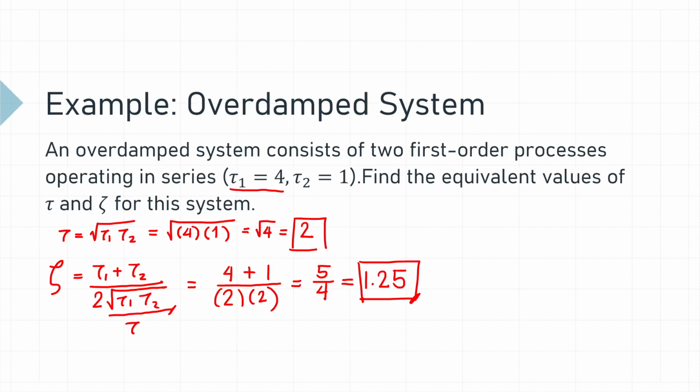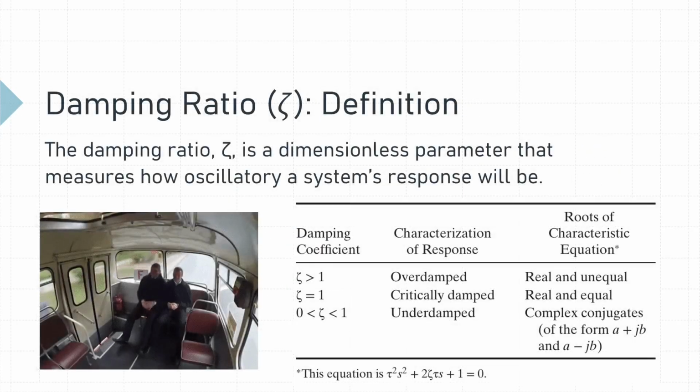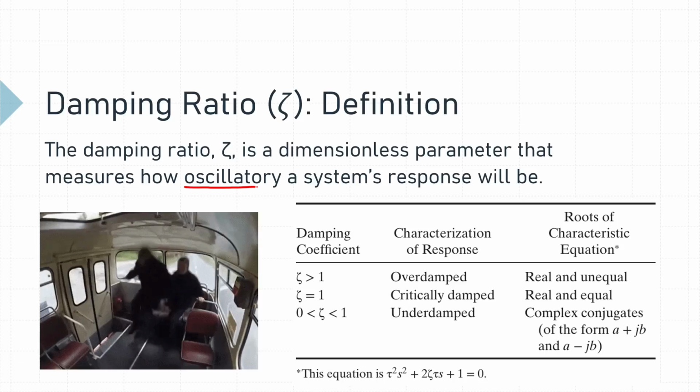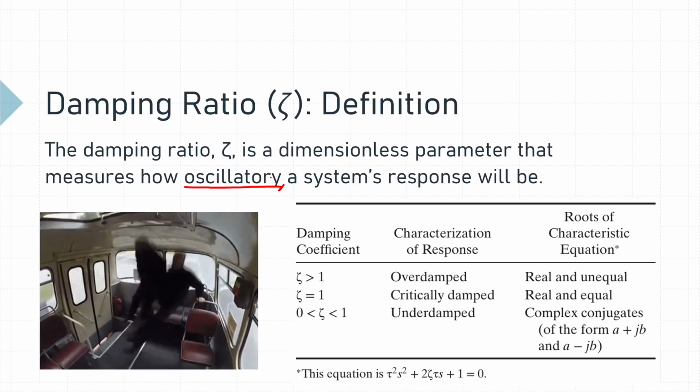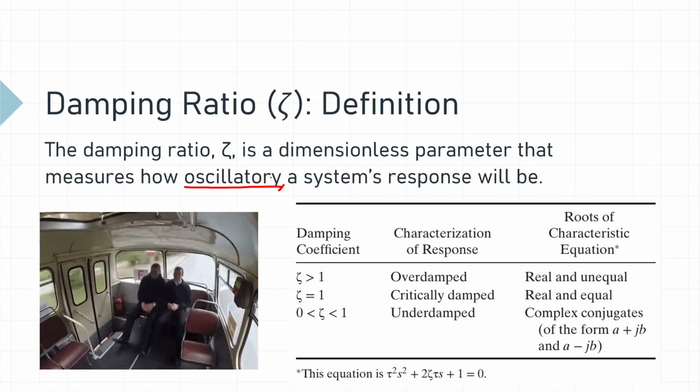Now, what do these values mean? What's tau, and what does the damping ratio generally mean? Generally speaking, we could define the damping ratio as a dimensionless parameter that measures how oscillatory a system's response will be. The keyword for this one is oscillatory. It provides a measure of the amount of damping in the system, that is, the degree of oscillation in a process response after an input change.